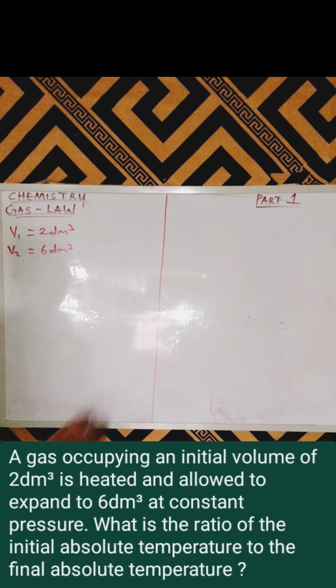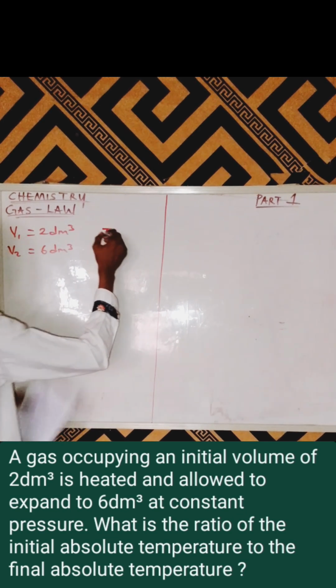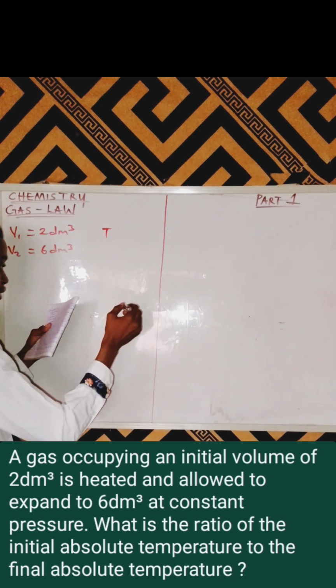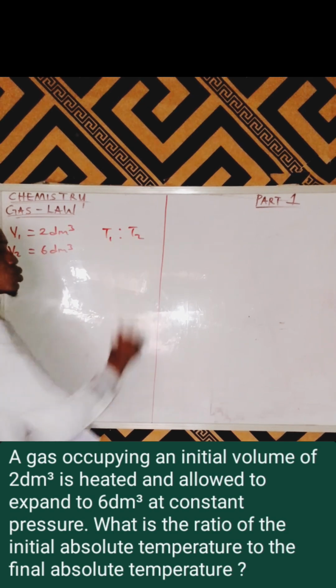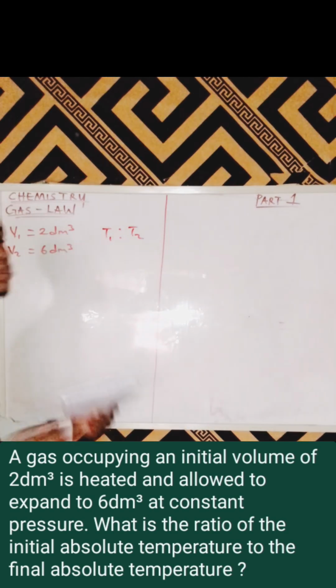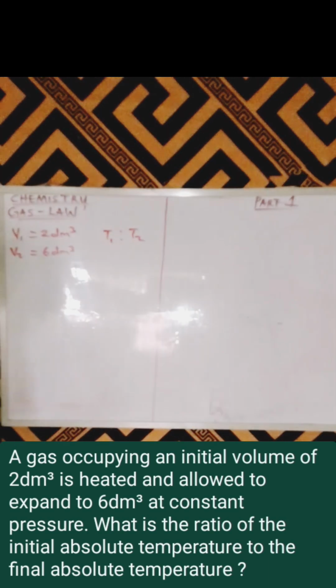So that's just for the ratio of T1, initial, to final. So the answer is the ratio of T1 to T2. This is simple, there's no big deal there. Now, what I'm going to do now is that that's just for the ratio. Yes.